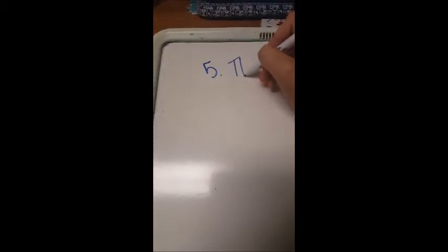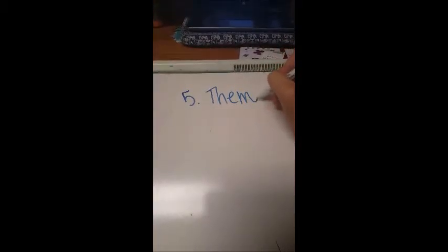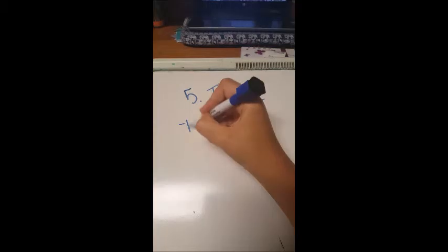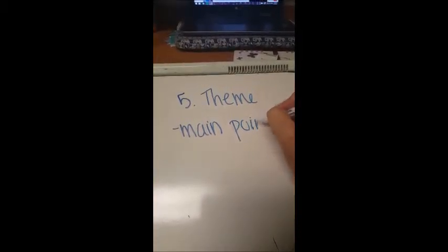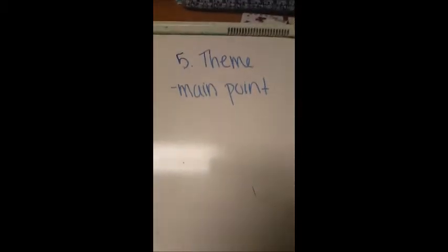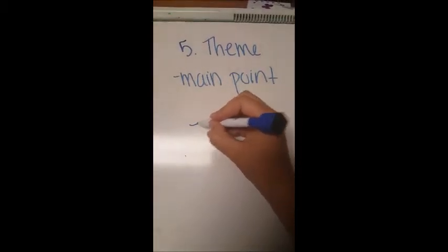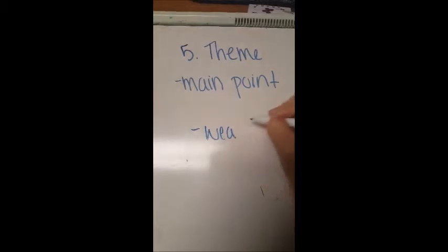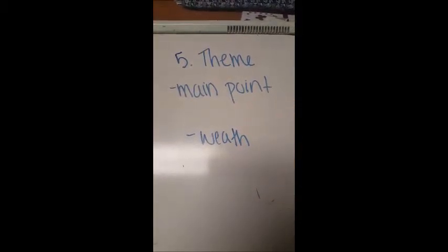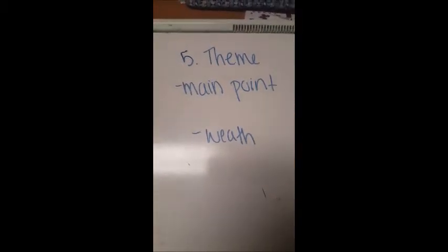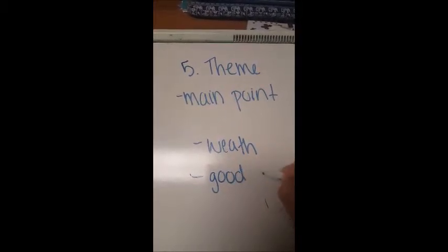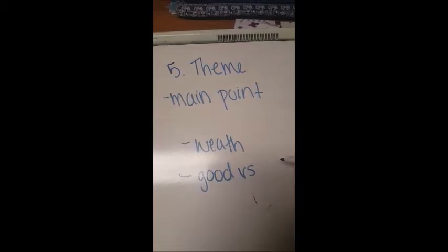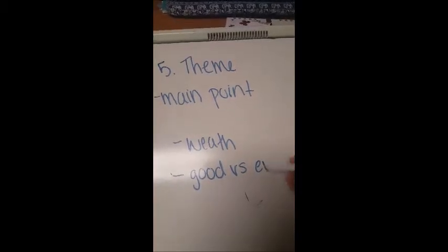All right, our fifth element is theme. Now, the theme is the main point the author is trying to get across in the story. And there usually is a couple of different themes. One of the themes we could say with Cinderella is wealth, as Cinderella's family that she works for is very wealthy, and so is the prince, but that is something that she doesn't have. And we could also say good versus evil, as she struggles to remain good and kind to her evil stepsisters.